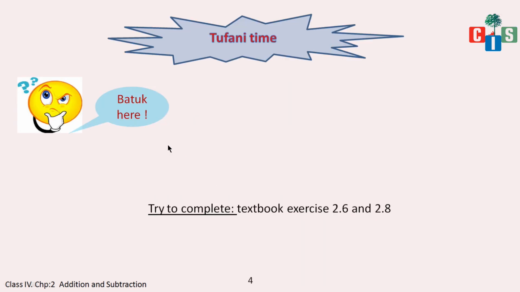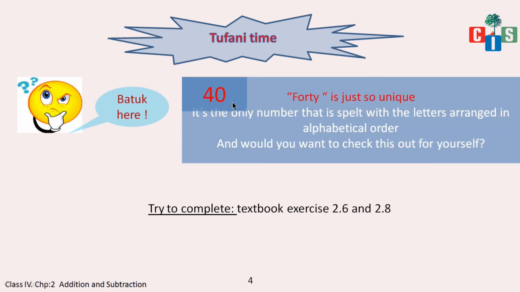I know you are waiting for your funny time. And Batuk is here again. Let's see what it has for us. Oh, it has a number 40. And what's so special about 40? 40 is just so unique. It's the only number that is spelled with the letters arranged in the alphabetical order. Oh, even I didn't know. And would you want to check it out for yourself?